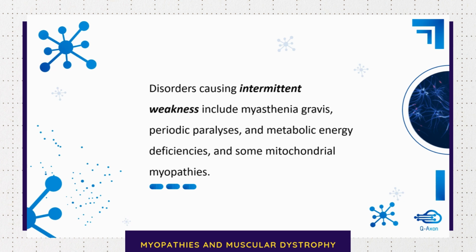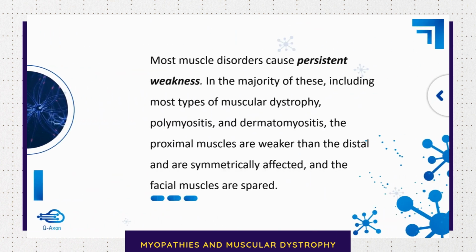There are very few myopathies with intermittent weakness similar to that of myasthenia gravis, and these include periodic paralysis, some of the metabolic myopathies, and mitochondrial myopathies. Now, myasthenia gravis is more of a neuromuscular disorder. It is not categorized as a myopathy. So most myopathies are characterized by persistent muscle weakness.